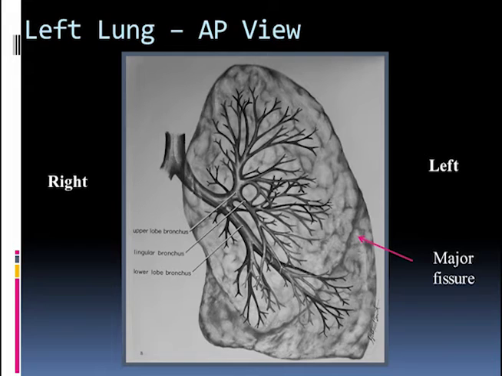It only has 4 segments, a superior segment, a medial anterior segment, a posterior segment, and a lateral segment. And I might have that wrong, but I think that's right.